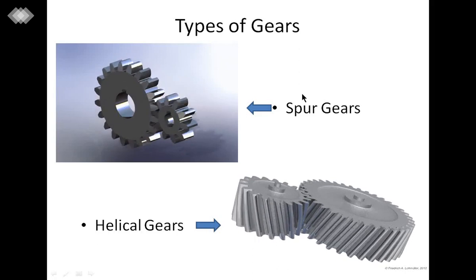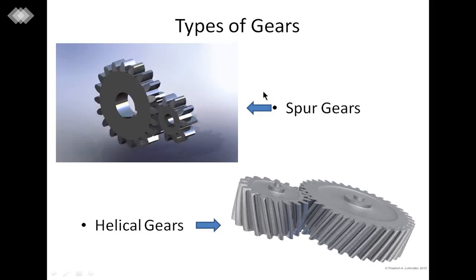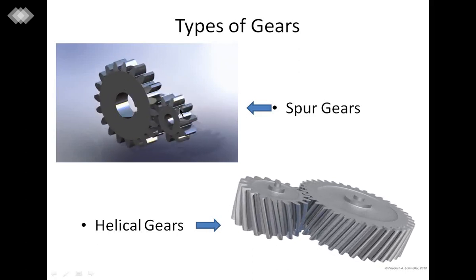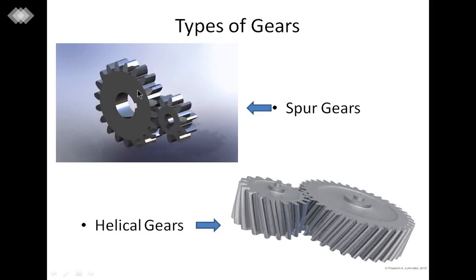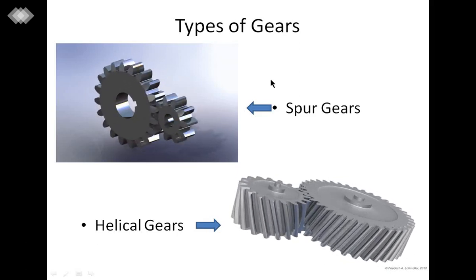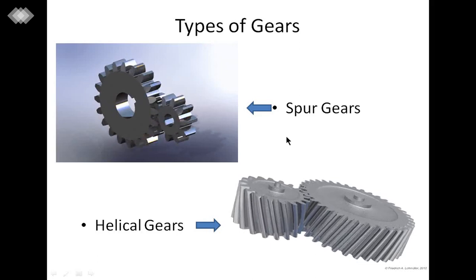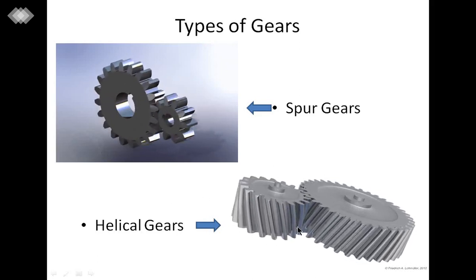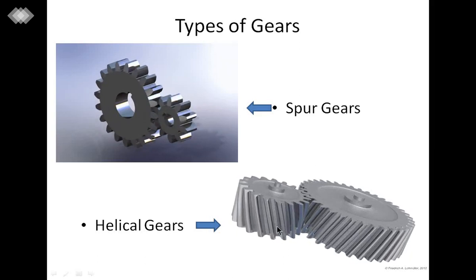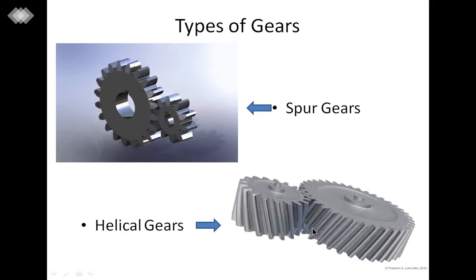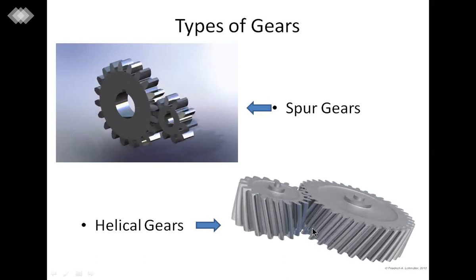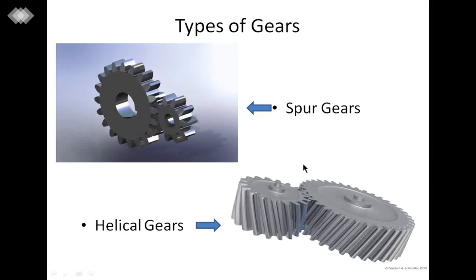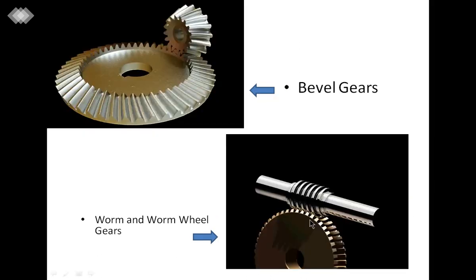The first type of gear is the spur gear. As we have seen in this animation, the spur gear has straight teeth engaged with each other. The second type of gears are the helical gears, in which the gear teeth are not straight but are inclined somewhat, and they are engaged and work as shown in this animation.